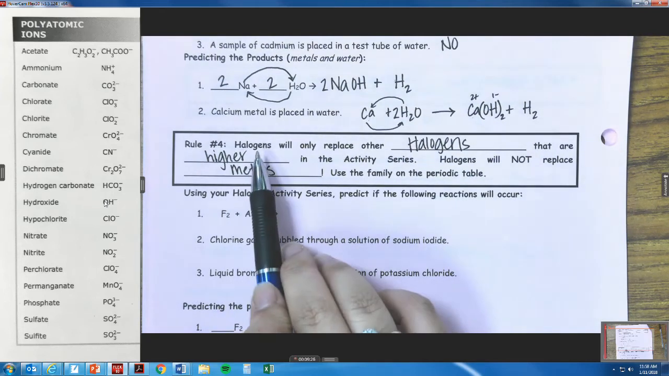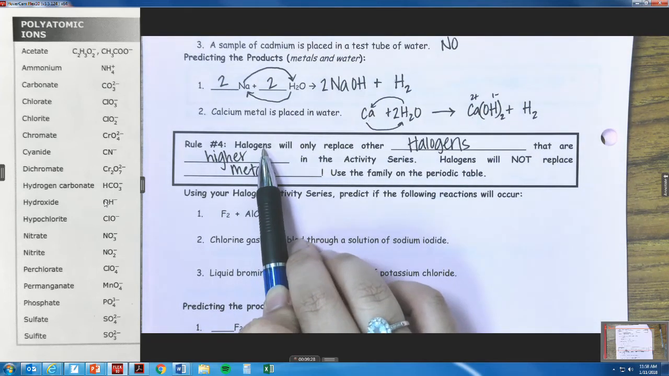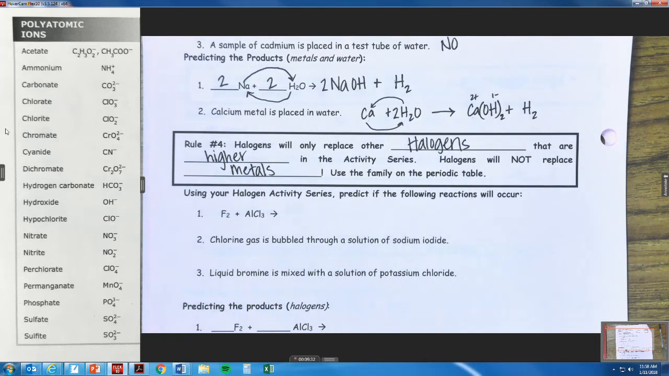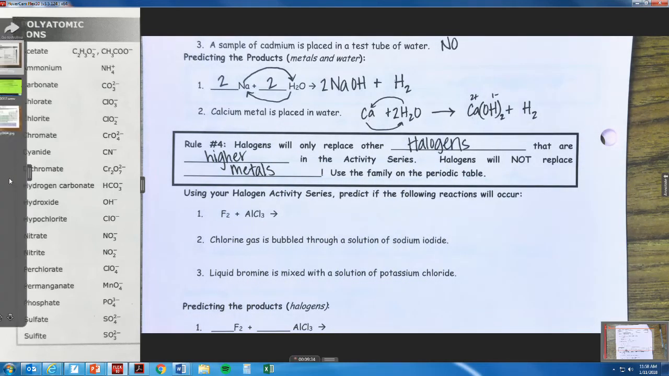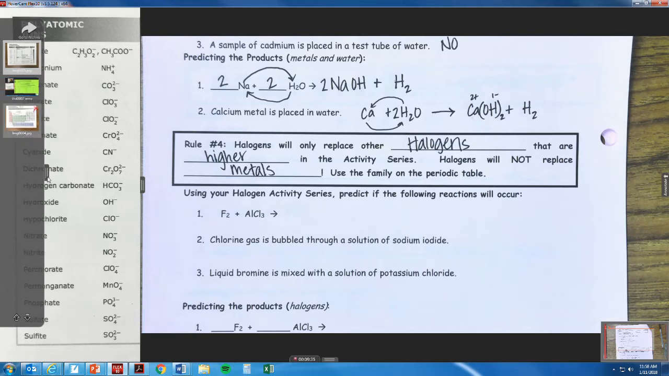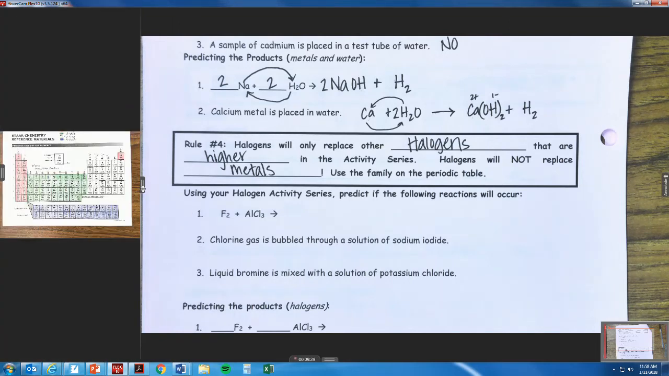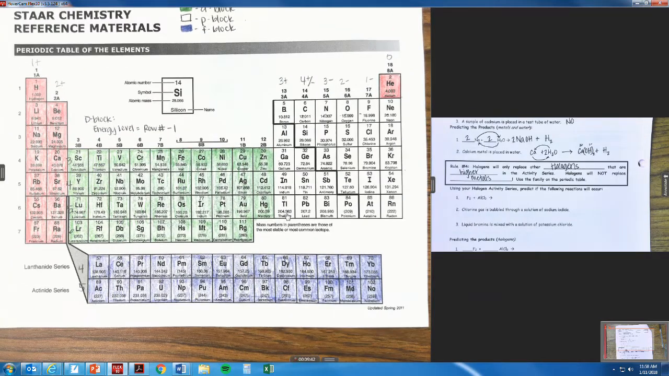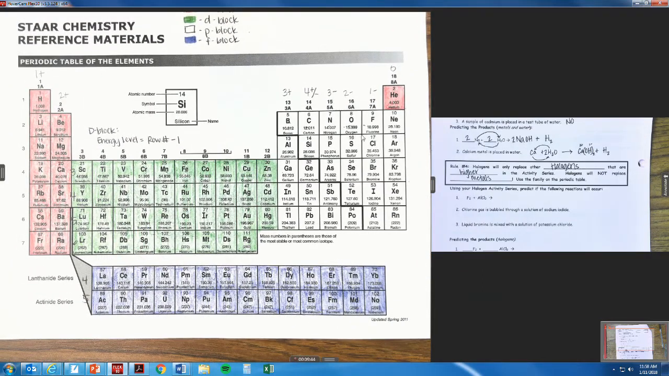Okay, so if a halogen will replace another halogen. If you look on your periodic table, let's take a look at why halogens do not replace metals. Okay, so remember that your halogens are in group 7A. So these are our halogens right here. Okay, fluorine is the most reactive, and then astatine would be the least reactive.